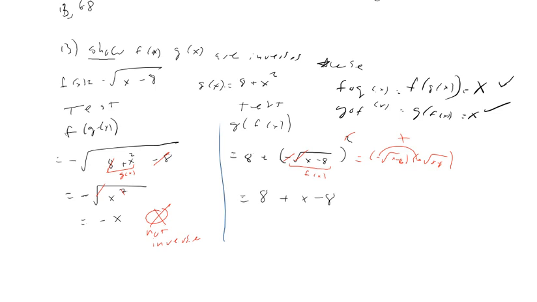So again, I have an 8 minus 8. Those are going to cancel, and I'm just left with x. That one works out. That's okay, but the other one didn't. And this is why it's important to check both directions. Okay?